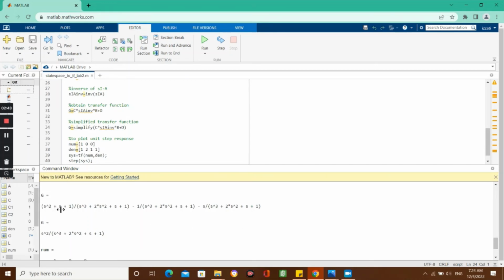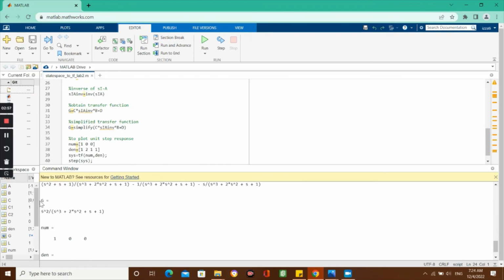This transfer function is a complex equation. To simplify the transfer function, we add the simplify command on the transfer function command. So we get this simpler, more simplified transfer function, and then we get s to the power of 2 over s to the power of 3 plus 2s to the power of 2 plus s plus 1.